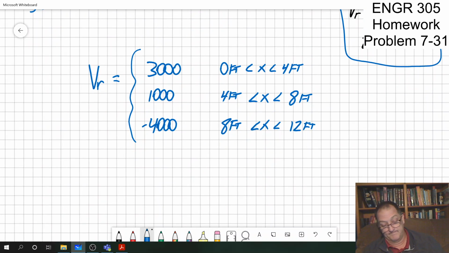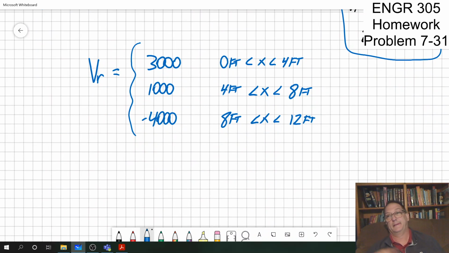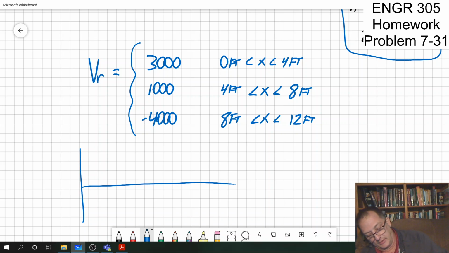But the other thing you can do with all this information is you can plot VR as a function of X. And what you're going to get is, I start out on the side. Here's my reaction force. I'm going to give you a different color. I'm going to go with rainbows. You're going to get this is the reaction force. So this is 3,000.